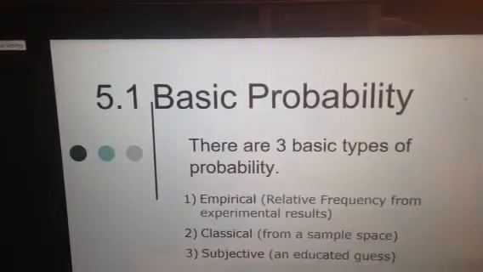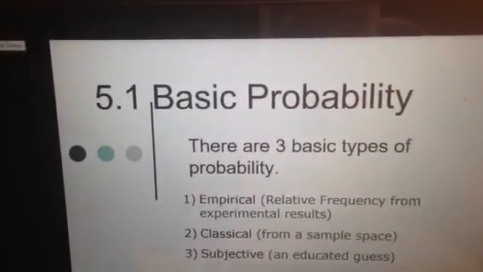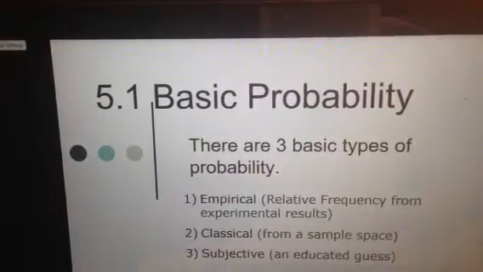This is the PowerPoint for 5.1 basic probabilities. And I'm going to go over part of the worksheet as we go through this. But there are three basic types of probabilities. You have empirical, classical, and subjective.